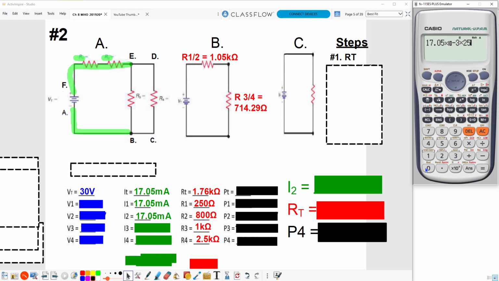times 250 ohms. This gives me the value of V1, 4.26 volts. Now I want to find V2. I'll change the 250 ohms to 800 ohms. 13.64 volts.